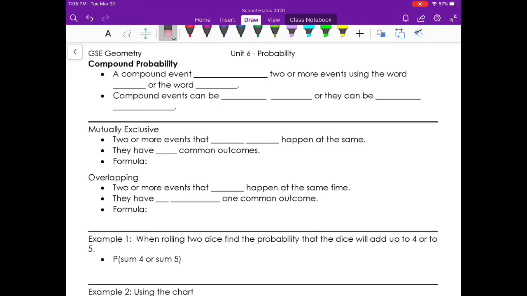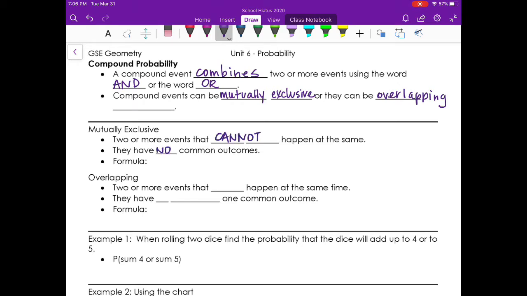In this lesson, we're going to be talking about compound probabilities. A compound event combines two or more events using the word and or the word or. Compound events can be mutually exclusive or they can be overlapping. Mutually exclusive events are two or more events that cannot happen at the same time. They have no common outcomes.